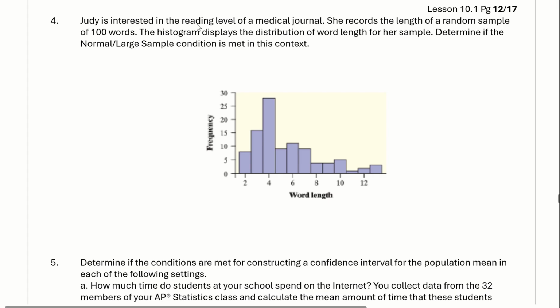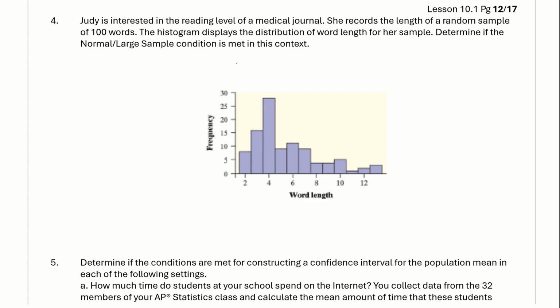So Judy is interested in the reading level of a medical journal. She records the length of a random sample of 100 words. The histogram displays the distribution of word length for her sample. Determine if the normal large sample condition is met. Okay, so in this case, we have that she records the length of a random sample of 100 words. So in this case, well, it is met.